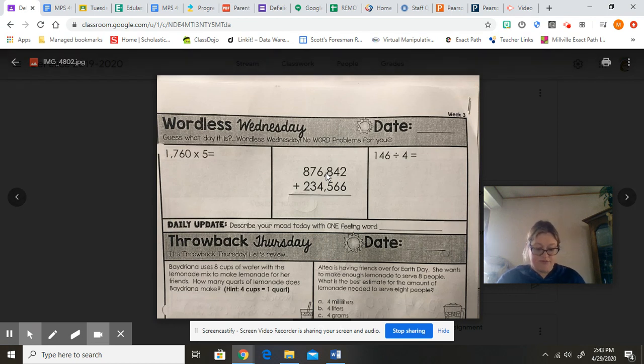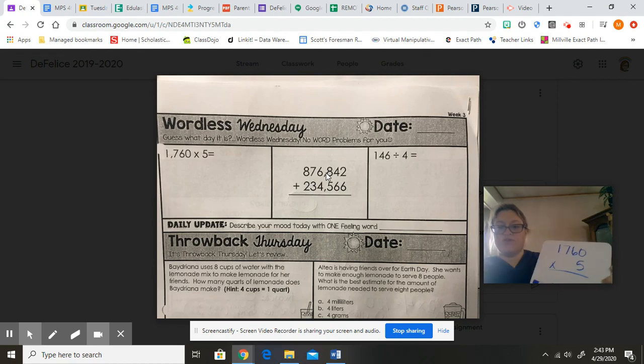1,760 times 5. Okay. So first we do 5 times 0, 0. 5 times 6 is 30. We put the 0 and we carry the 3. 5 times 7 is 35. Plus 3 more is 38. So put the 8 and carry the 3. 5 times 1 is 5. Plus 3 more is 8. So we should have 8,800 as your final answer.